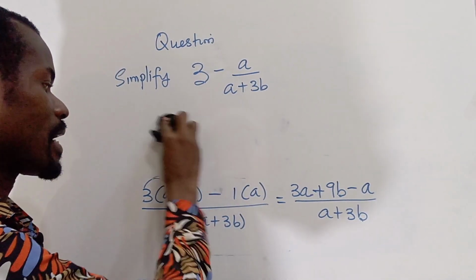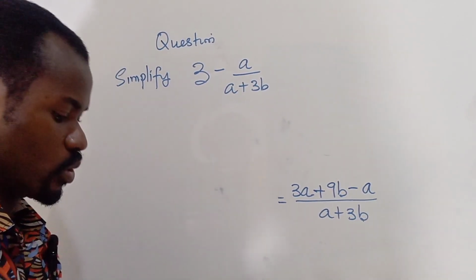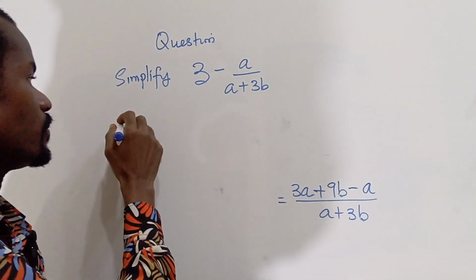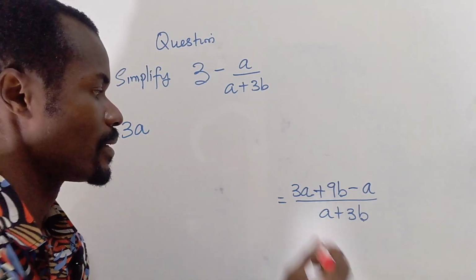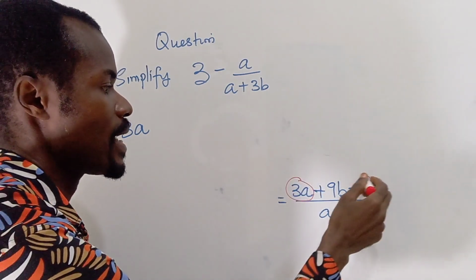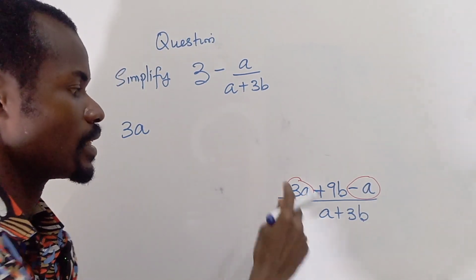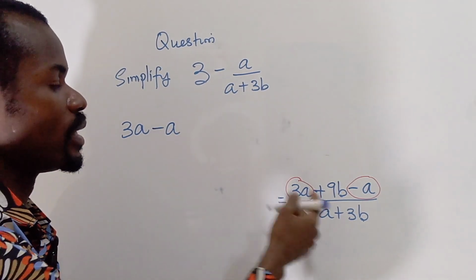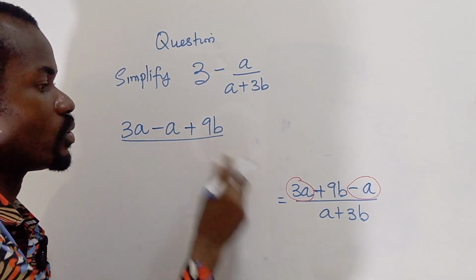So in maths, whenever you come across like terms, you want to regroup them. So we have 3a. What looks alike like 3a? I'm saying that this and this, you can regroup and keep these two close. So I have 3a minus a plus 9b, and all this is going to be divided by a plus 3b.